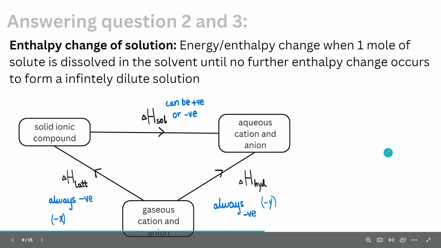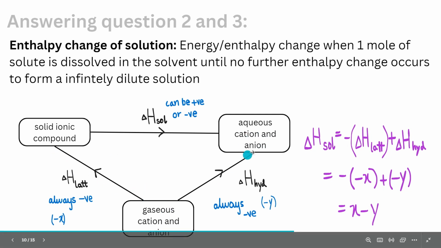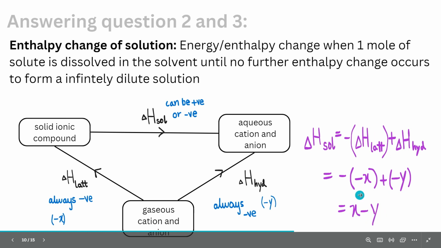Now from AS level chemistry, you should be able to form this equation. Delta H solution is equal to minus delta H lattice plus delta H hydration. Why? Because in order to do the same reaction of solid ionic compound to aqueous cation and anion, we just need to reverse this and go from here to here. Because we reversed the lattice energy, we will have to add a negative sign here. So this becomes minus x plus minus y. So x minus y. Basically, the magnitude of lattice energy minus the magnitude of hydration energy.